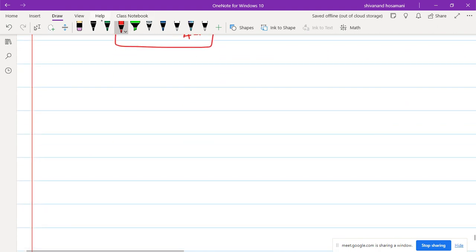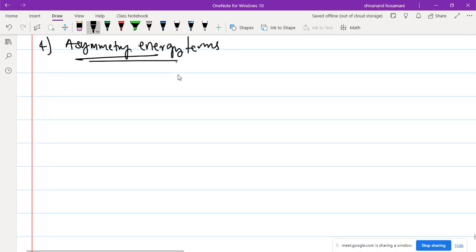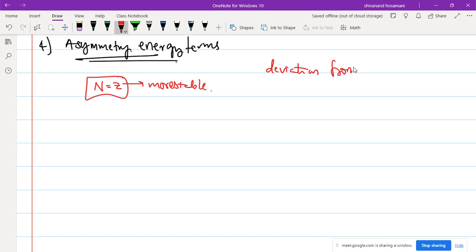The fourth energy is defined as the asymmetry energy term. What do you mean by this asymmetry? Nuclei for which N equals Z are more stable. So departure from the N equals Z line results in a decrease in stability. So the binding energy, its effect should be taken into account, isn't it? If you deviate from N equal to Z, the binding energy decreases due to the decrease in stability.